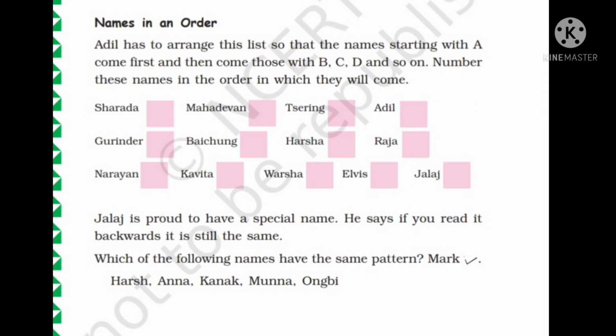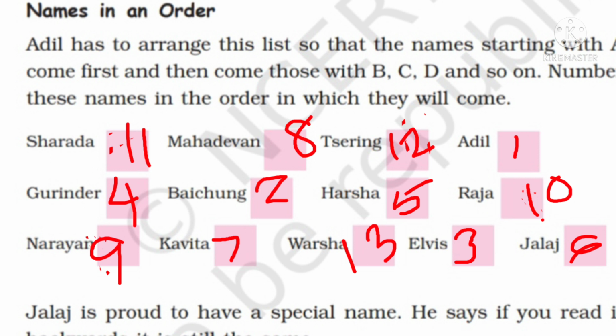And we have to give the roll number. The first one whose name starts with A will get the first number. Then we have to search for the first. Which one is the first? A is Adil. Adil will be roll number 1. Next is B. With B, who is there? Baichung. Baichung will be the second number. Then with C, is anyone there? No. Then with D, anyone? No. Then E, is anyone there? Yes. Elvis is there with E. So he will get roll number 3. Like that we have to complete the following. In this way we can arrange the numbers for students.